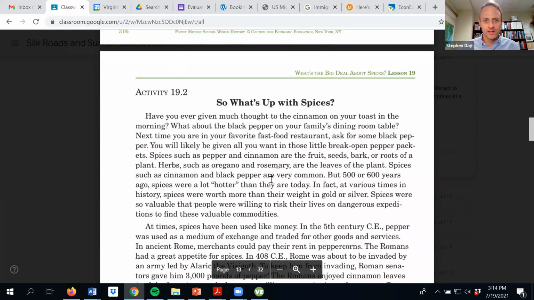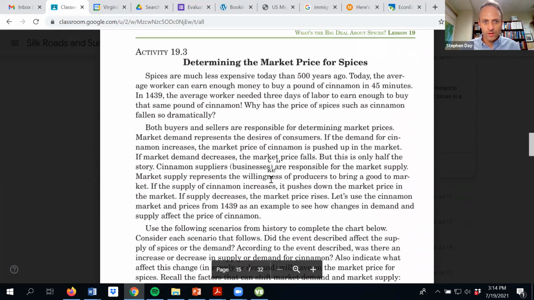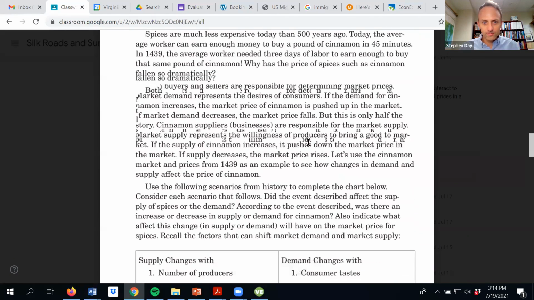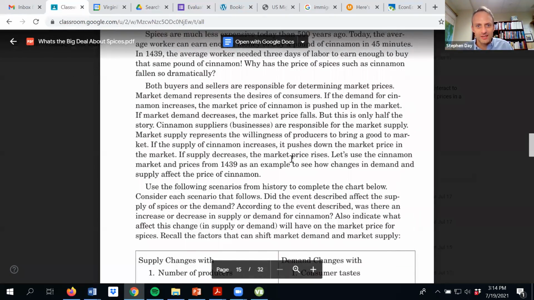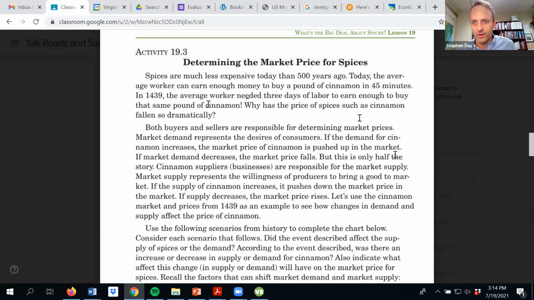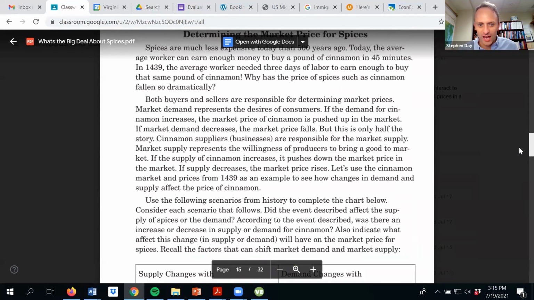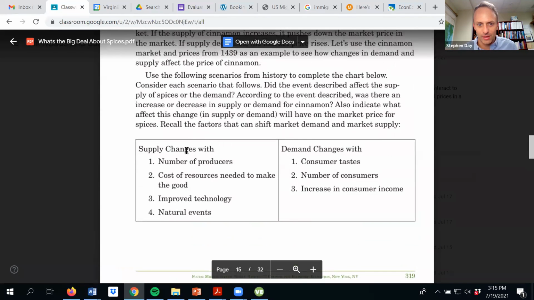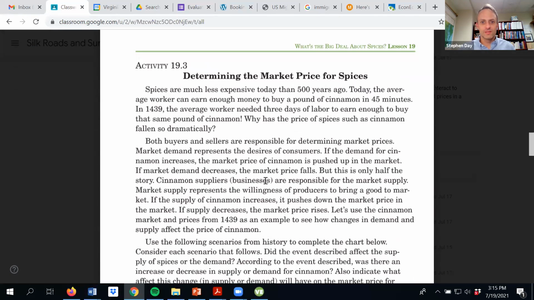But I want to introduce the idea of supply and demand here. So let's read this lesson with each other, can we? Could I have Madeline, could you read the first paragraph? Elizabeth, would you read the second? And Ross, could you read the third for using the following scenarios? And then Jenna, could you read the supply changes with and demand changes with, okay? All right, yeah. Take it away.